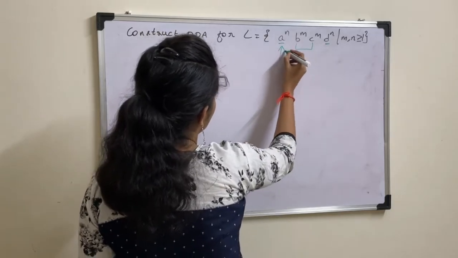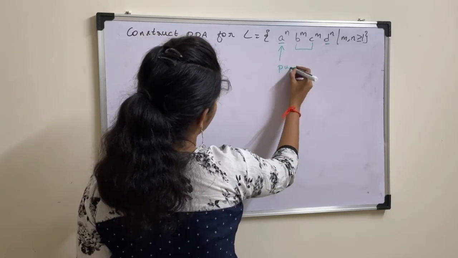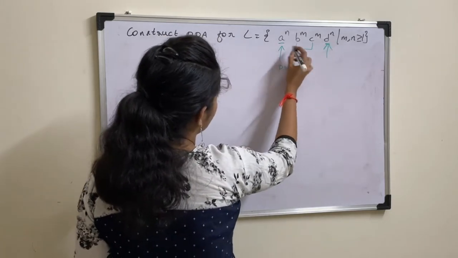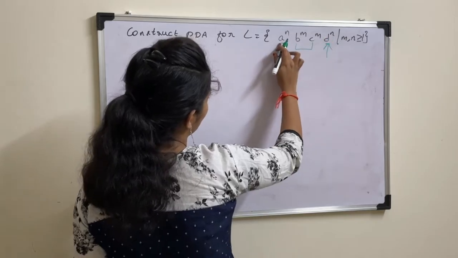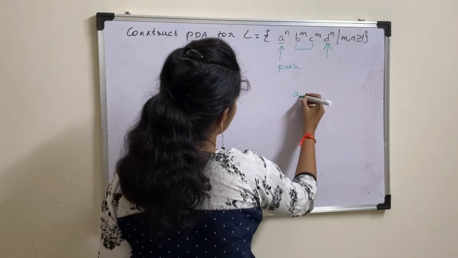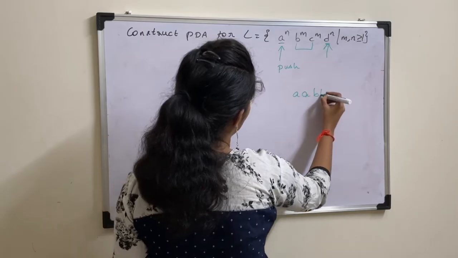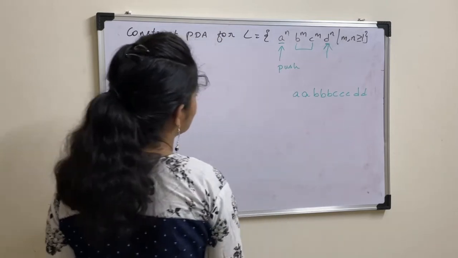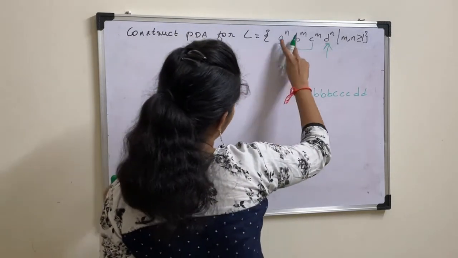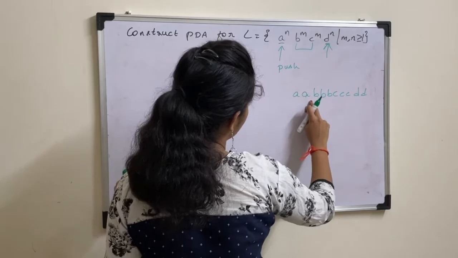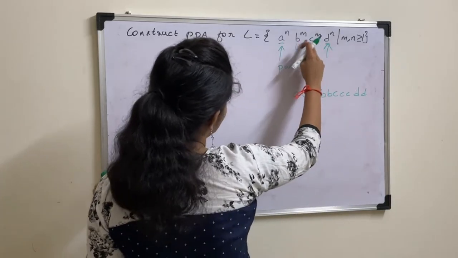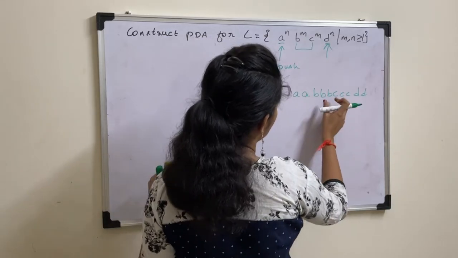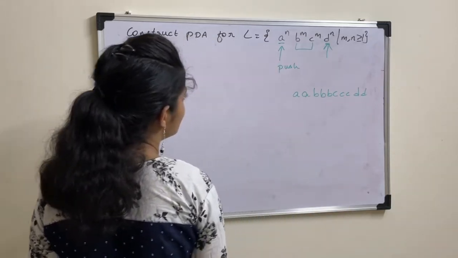So for this case, perform push operations, and when we get D, then for every D you need to pop one A. Say suppose we have A, A, B, B, B, C, C, C, D, D. This is your string. So the number of A's should be equal to the number of D's. B's can be different, but B and C should be the same. So I consider 3 symbols for B and 3 for C.